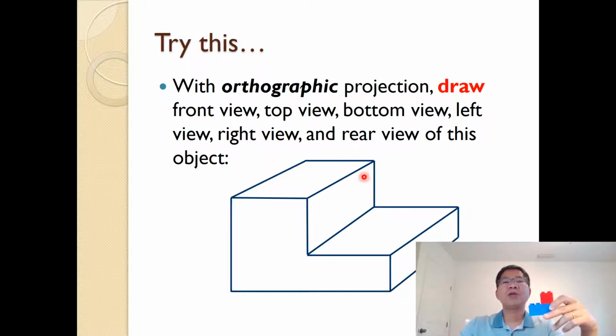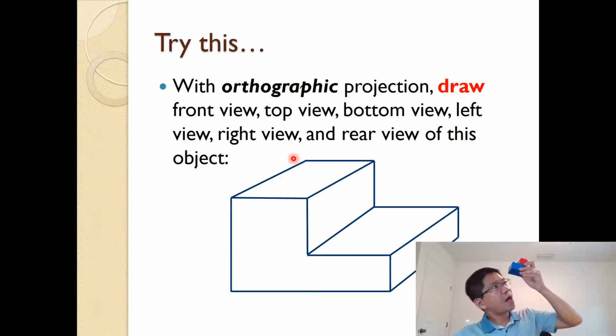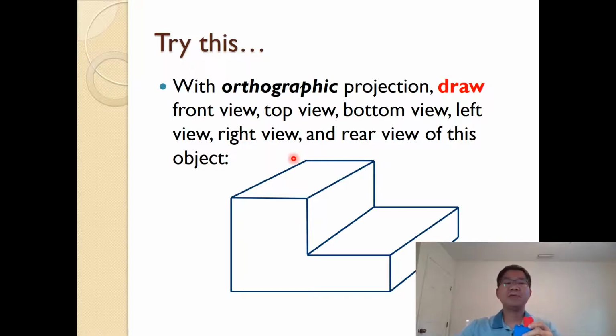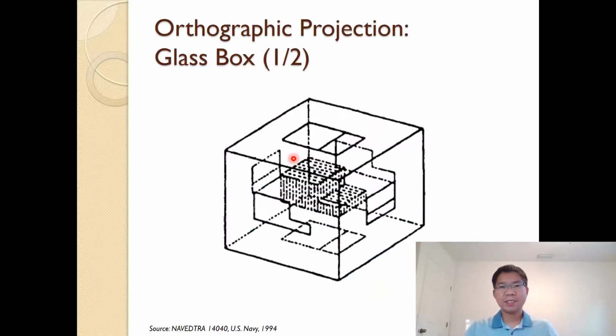For the front view, basically what you see on the screen here will be the front view. Top view, you look down on that object from the top, and bottom view, you look up. Left view, look from the left. Right view, from the right. And then rear view, from just behind the screen. So draw it yourself, and then I'm going to show the next one.